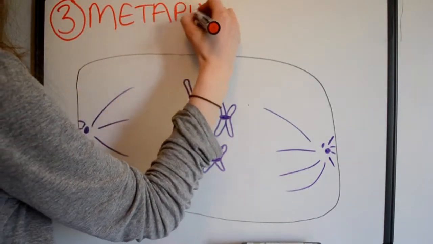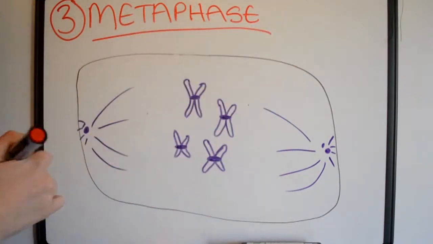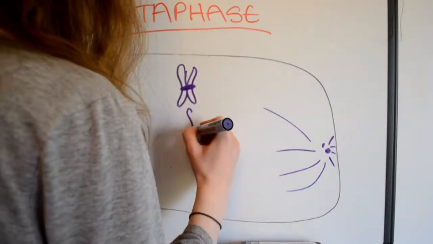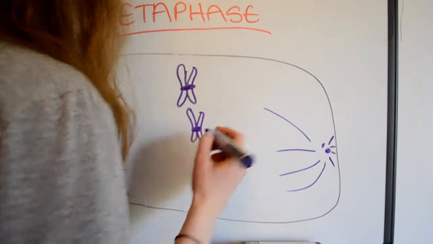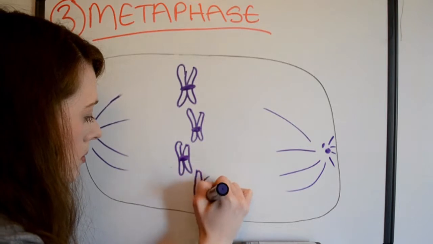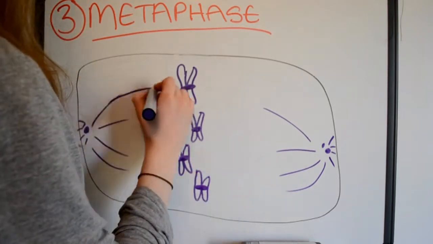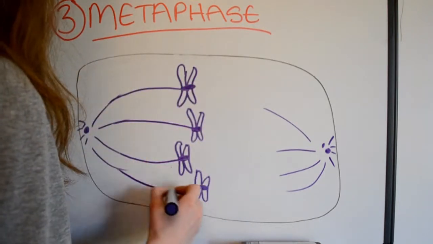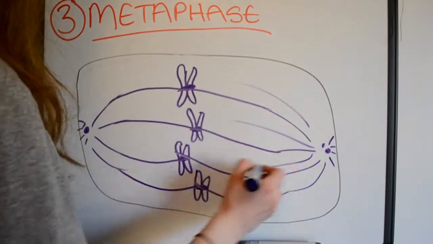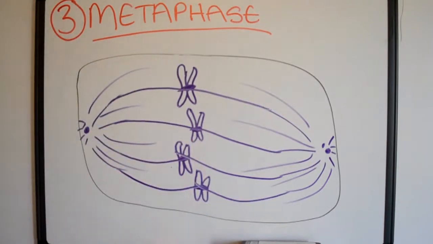There we go, metaphase. Awesome. So the chromosomes line up at the equator, or the centre line of the cell. There we go, they're all perfectly lining up there. The spindles lengthen and attach themselves to the centromeres on each chromosome. There we go.